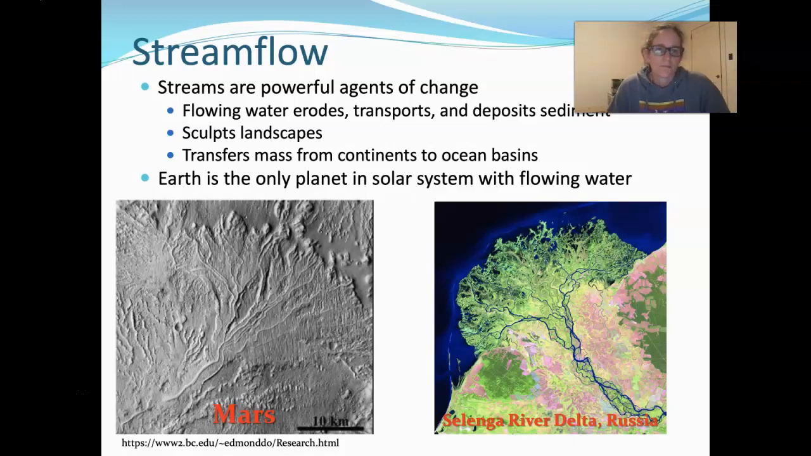So, for example, the Appalachian Mountains used to be as big as the Himalayan mountains, and now all that mass makes our really broad continental shelf out in the Atlantic Ocean. Earth is the only planet right now with flowing water. On the left there, though, is what looks like an alluvial fan or a delta on Mars. So there has been flowing water on Mars. On the right is a similar structure, a beautiful river delta in the northern part of Russia.